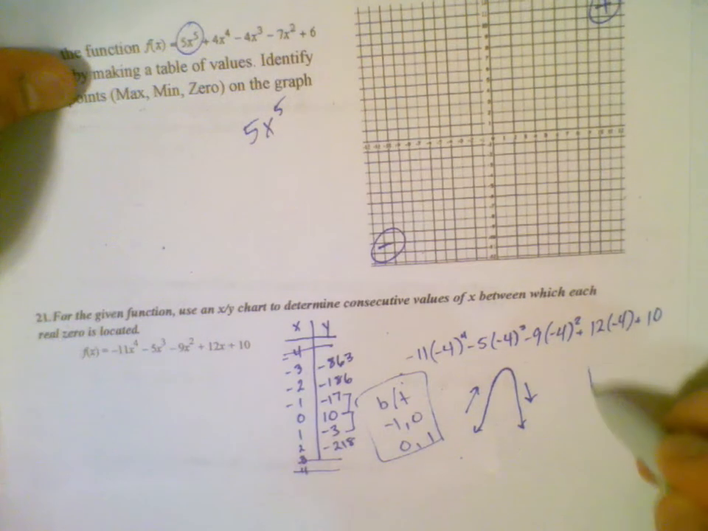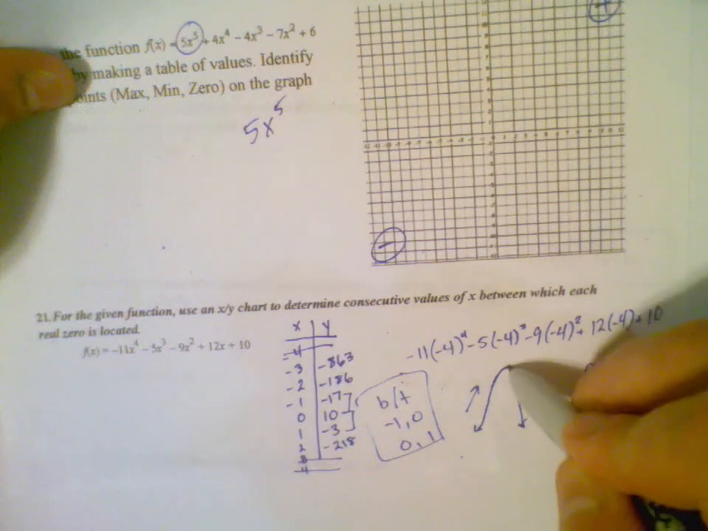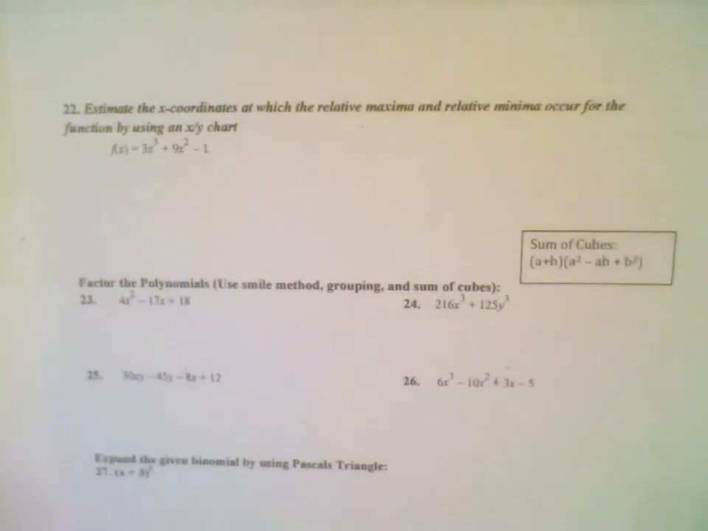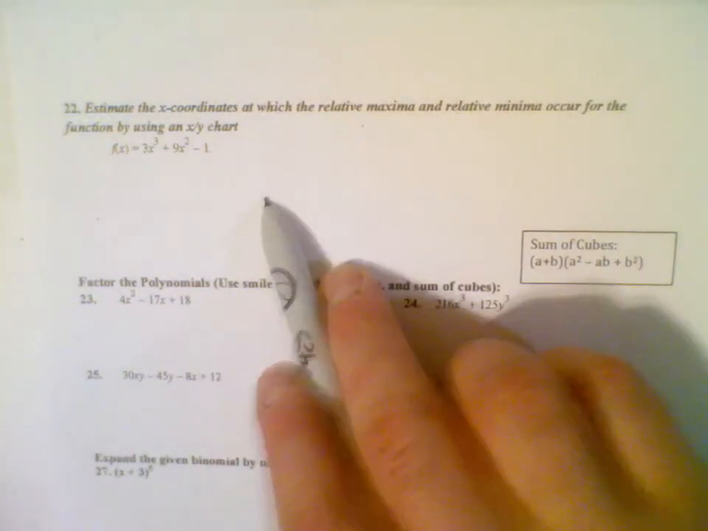If it were the other way, so say I'd be going down and then back up, this would be a minimum. This would be a maximum. Okay? That's how you tell. So make an XY chart with this guy right here. Look for values to go up to a certain point and back down, or vice versa.